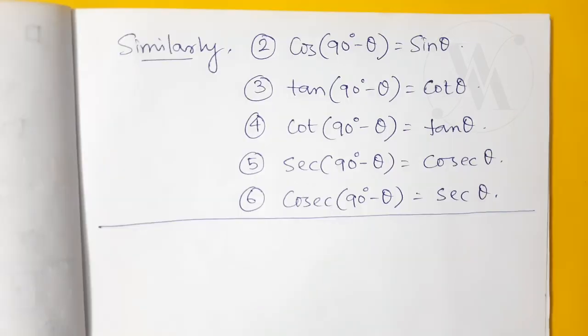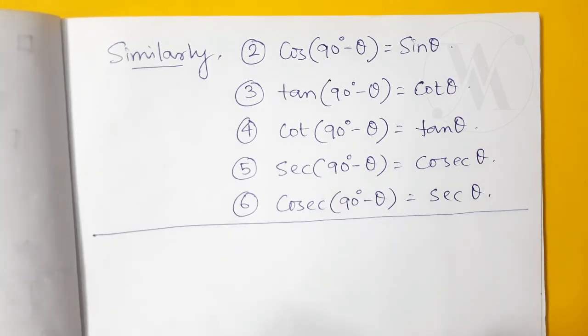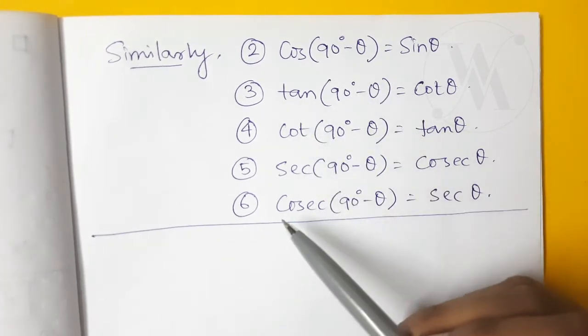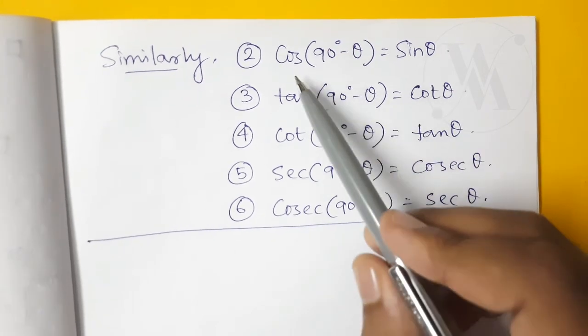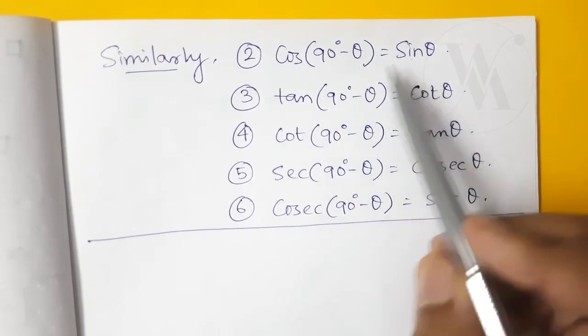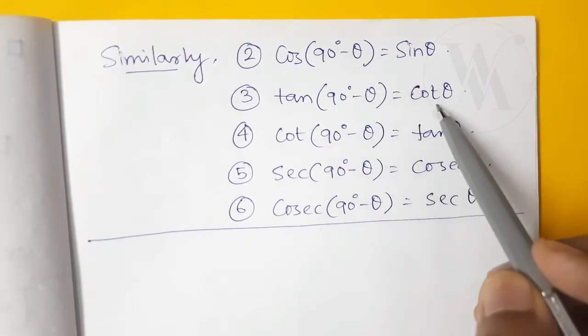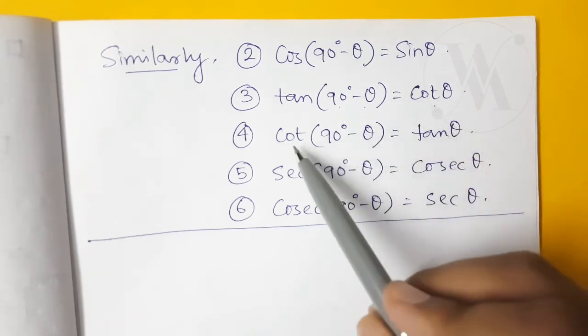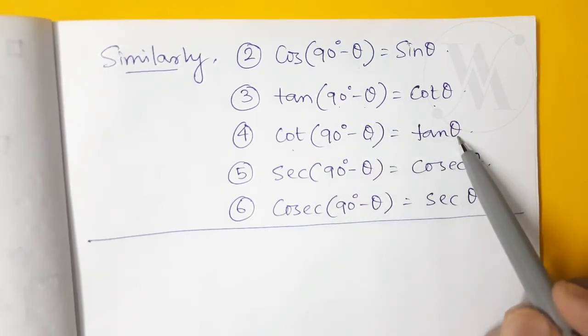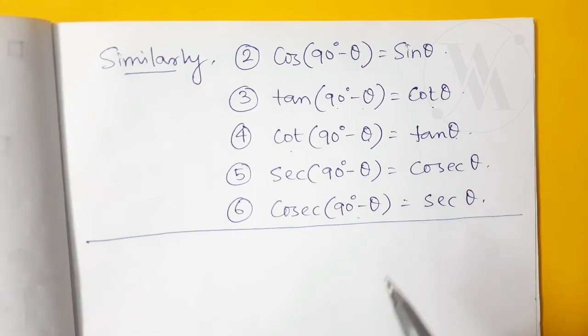Similarly, like the last result, you can prove these 5 results also: cos 90 degree minus theta is sin theta, tan 90 degree minus theta is cot theta, cot 90 degree minus theta is equal to tan theta, and so on. You can prove these results also in an exactly similar manner like the last one.